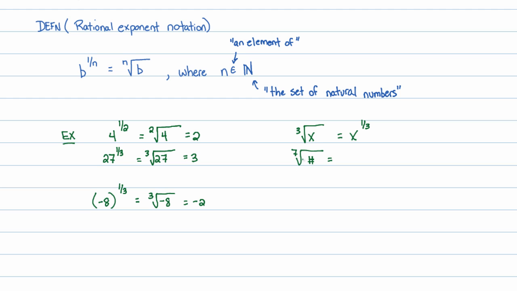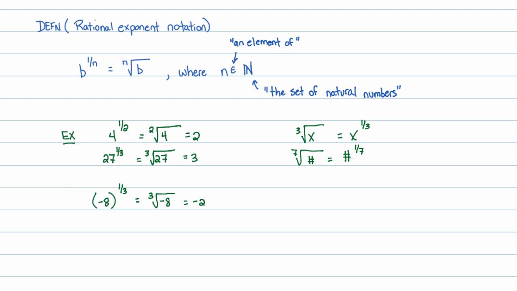A lot of citizens don't realize that you can even have a 7th root of a number. So it's much easier to say, well, let's just write the number raised to the 1/7 power. Because that, for some reason, is a little bit easier to work with, to be very honest with you. So that's how rational exponent notation works.